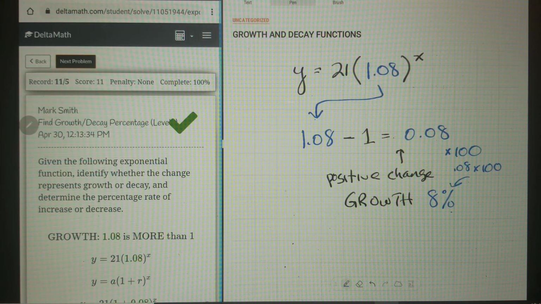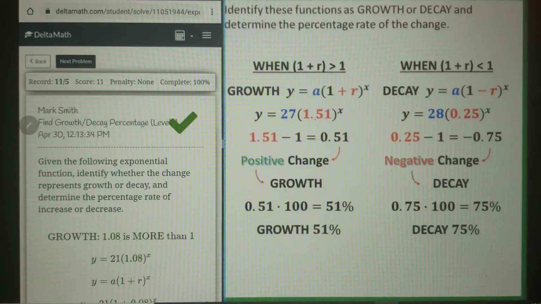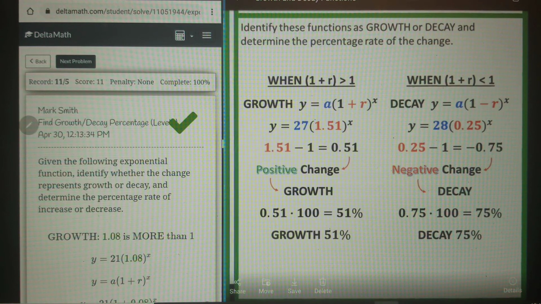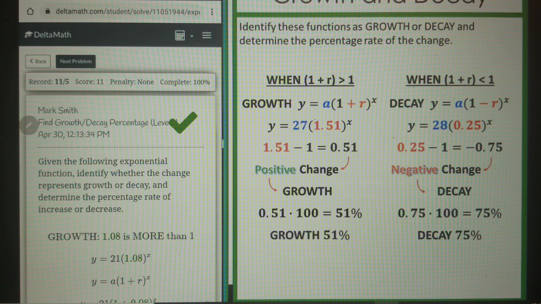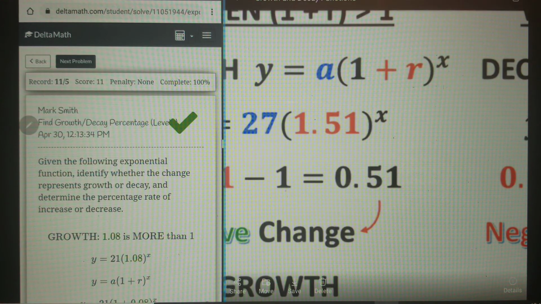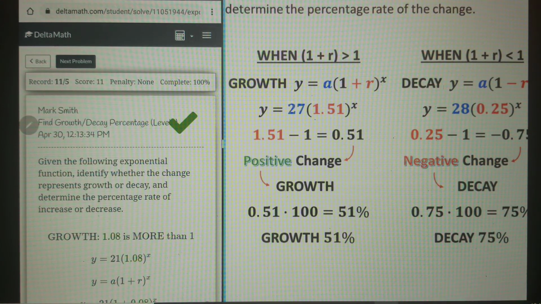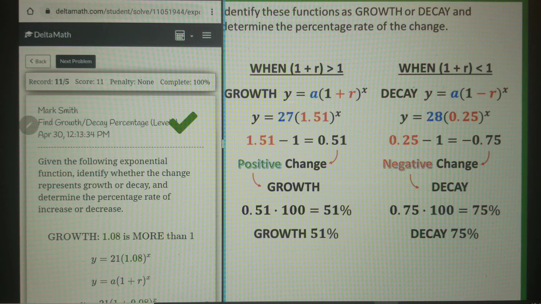All the problems are just that easy. All right, so they're either growth functions, and they look like on the left here, or they're decay functions, and they look like on the right. Every time you do the same thing, you subtract the 1 plus R piece, you subtract 1. If it's positive, it's a growth. If it's negative, it's decay. Change that to a percent, and you got your answer. There you go.